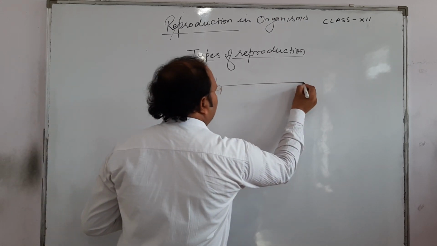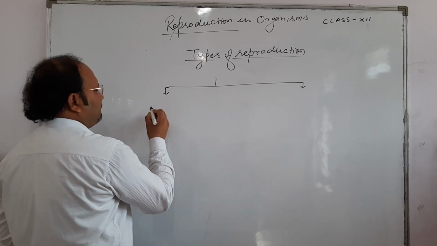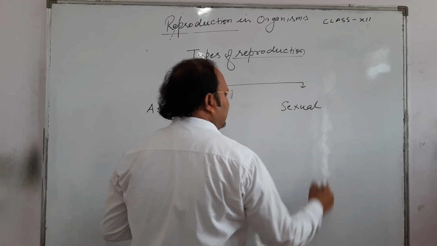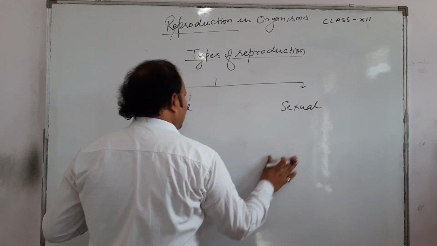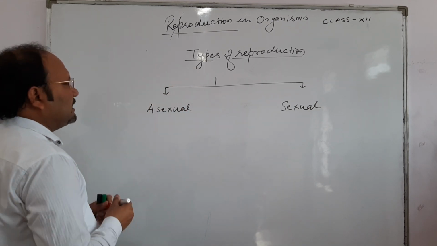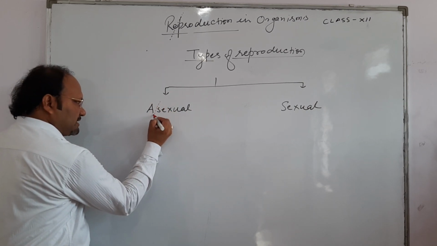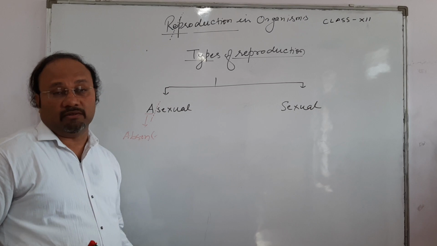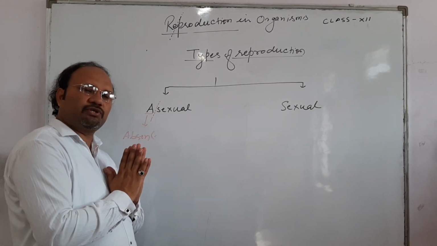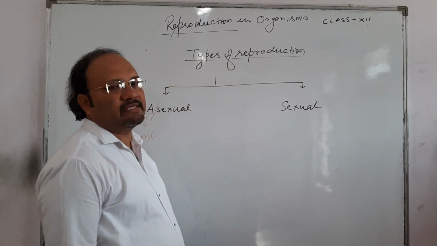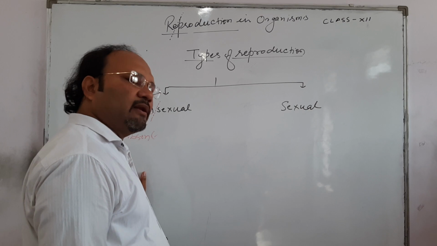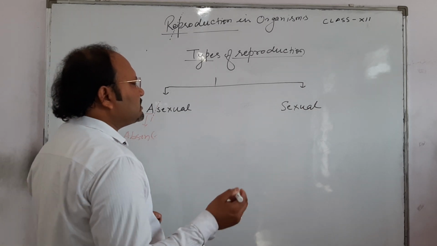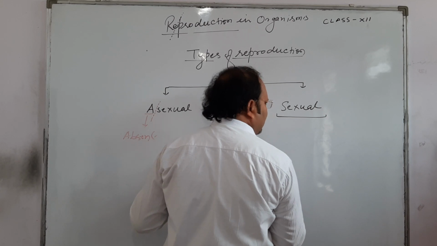Dear children, reproduction is mainly classified into two categories. One is asexual, another one is sexual. Asexual reproduction and sexual reproduction. The words are explaining themselves. Asexual, where sexes are absent, sexes are not involved. That type of reproduction is called asexual reproduction, and where the sexes are involved, that is called sexual reproduction. Asexual is simple, while sexual is a complex process, so first we have a little knowledge about sexual reproduction.